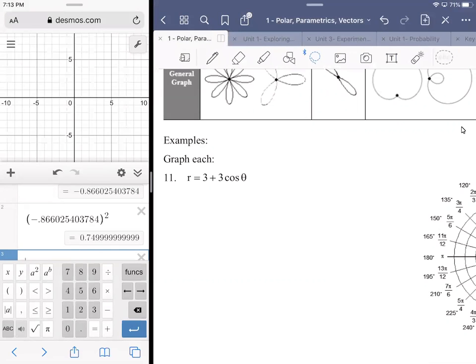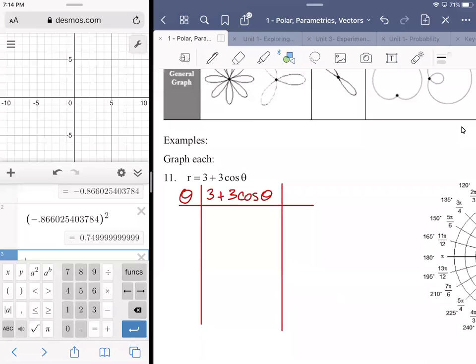So let's make a table. We got an R and a theta. That R is dependent on theta. So I'm going to start off, my first column is going to involve the thetas. I'm going to actually put the expression in there so I can have a place to substitute: 3 plus 3 cosine theta, which would, after completing that computation, give us an R.